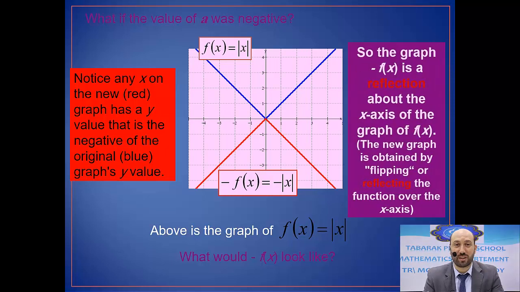So the graph of negative f(x) is the reflection about the x-axis of the graph of f(x). The new graph is obtained by flipping or reflecting the function over the x-axis, and the x-axis becomes the line of reflection.